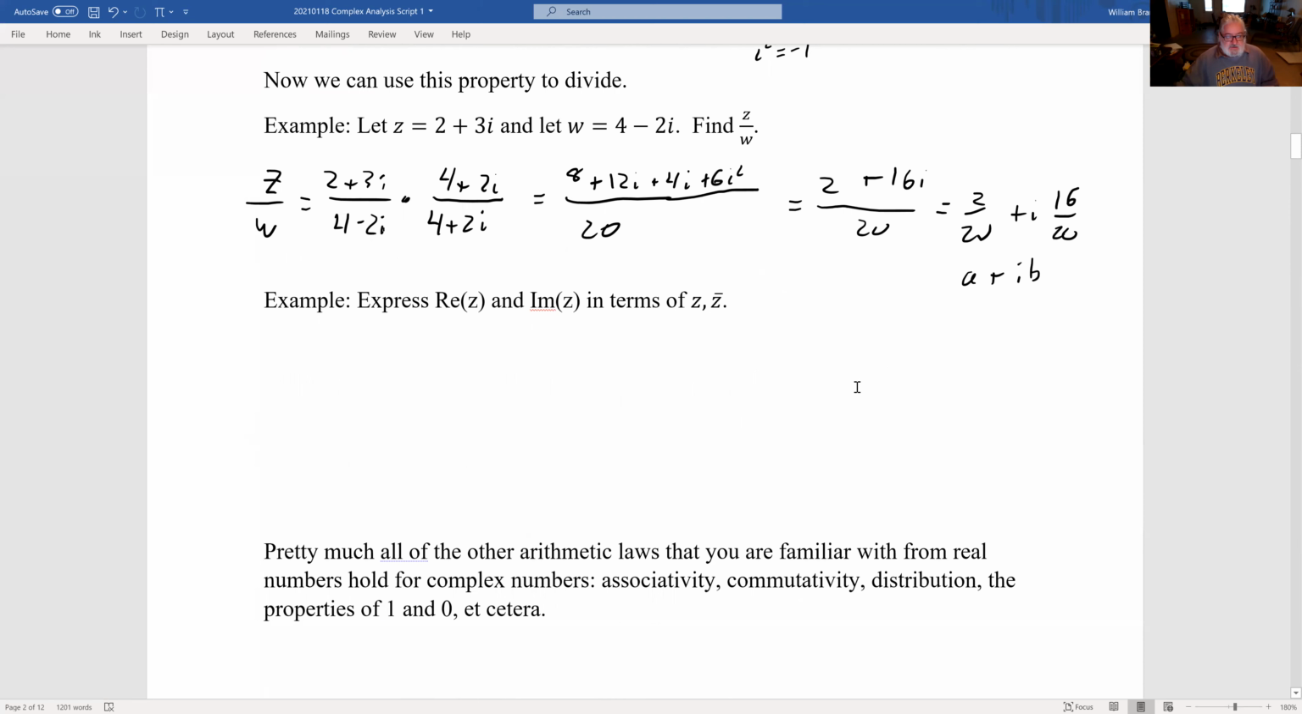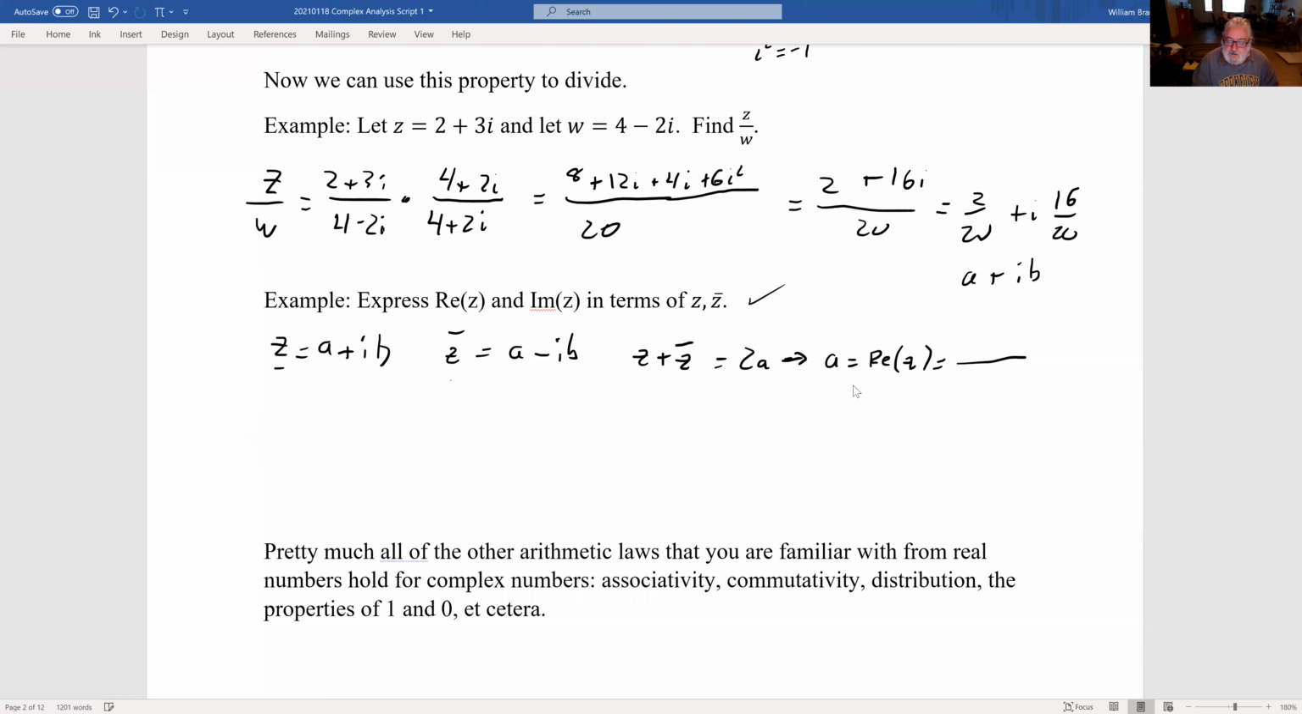So real z and imaginary z in terms of z and z bar, usually when you're asked to do things like this, think of z as being a plus ib. We just don't know what a and b are. Right? z bar then is a minus ib. So what is z plus z bar? If you just add these two together, right, the imaginary parts cancel out and you just get 2a. And so that's my real part of z. So the real part of z is z plus z bar over 2.